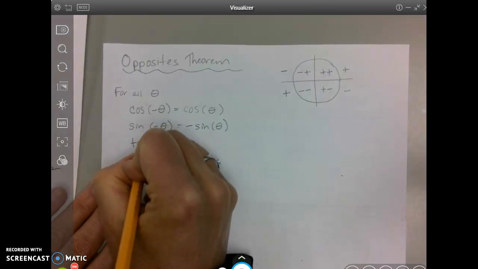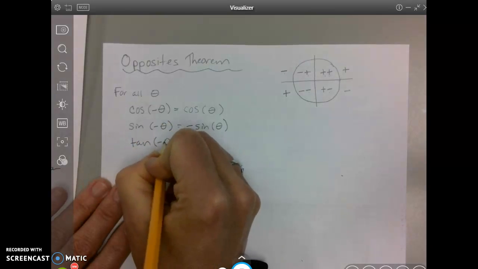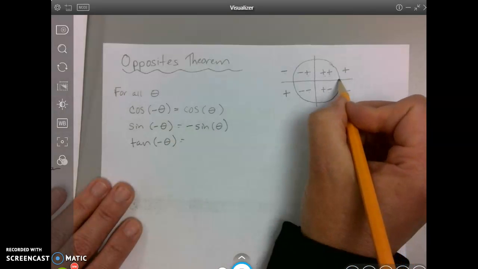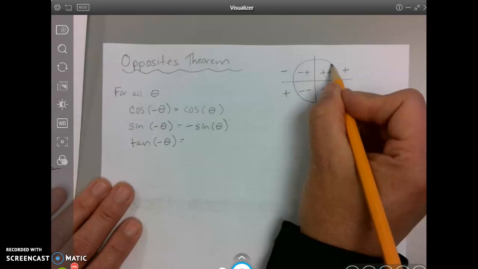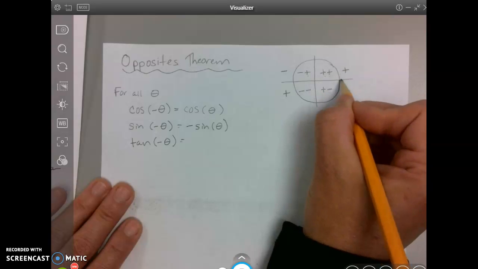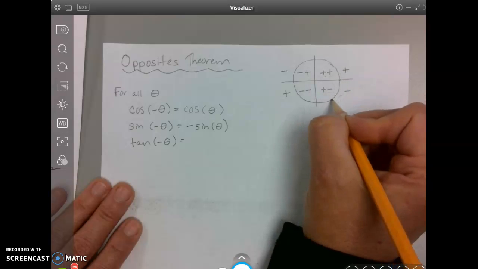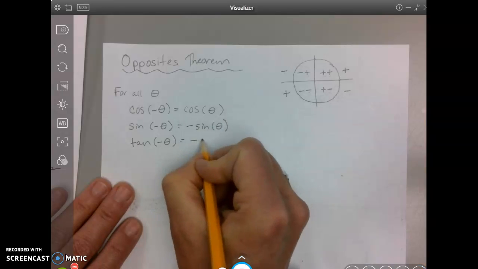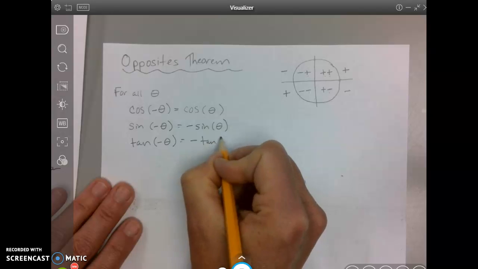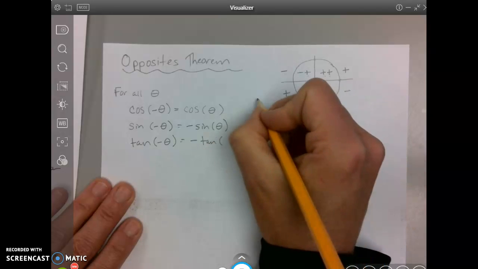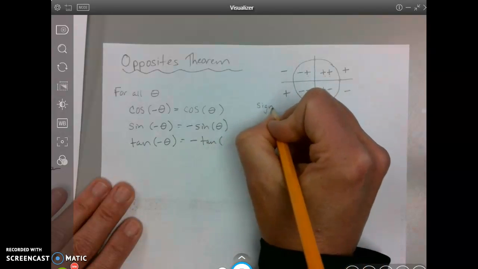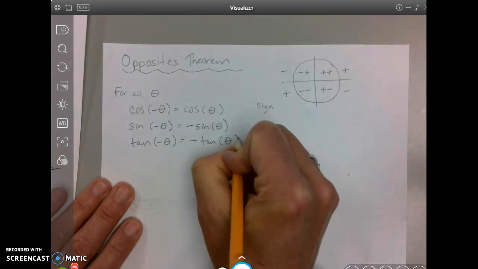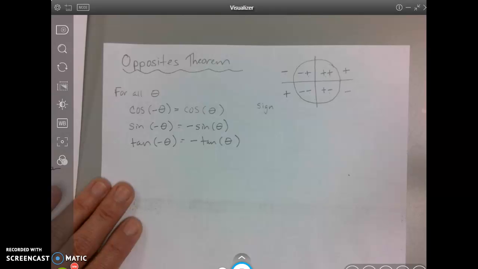Tangent of the opposite of theta. Let's see what happens there. Tangent in the first quadrant is positive. If I go the opposite direction into the fourth quadrant, my tangent is negative. So the sign of the tangent changed.